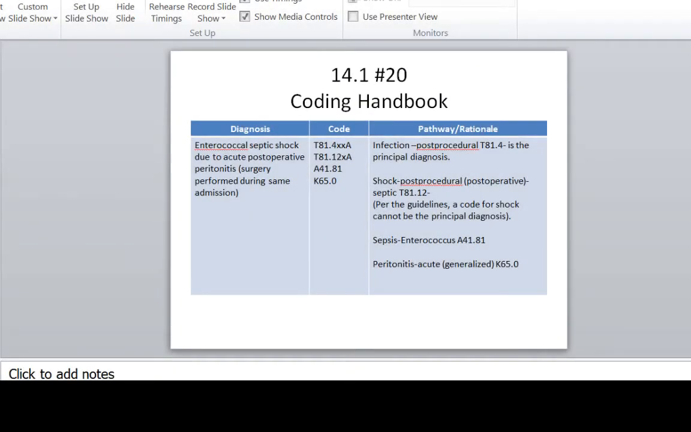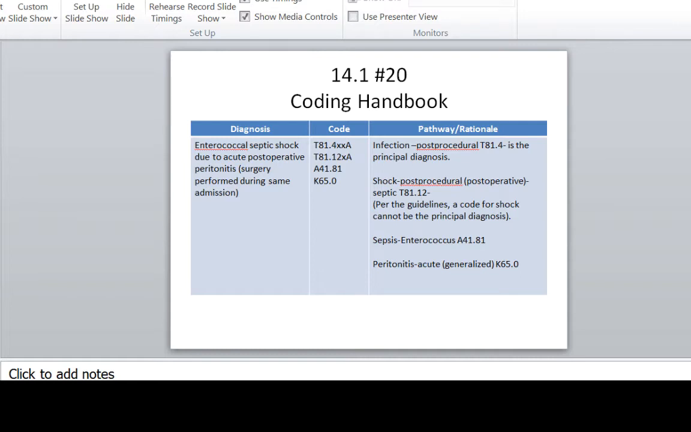Okay, we'll pick up on Chapter 14. This will be Part 2. And we're looking at Exercise 14.1, number 20. This one is a little hard for someone who's just beginning to code, so I thought it was a good idea for us to work through it little by little so you can see how we might code it.